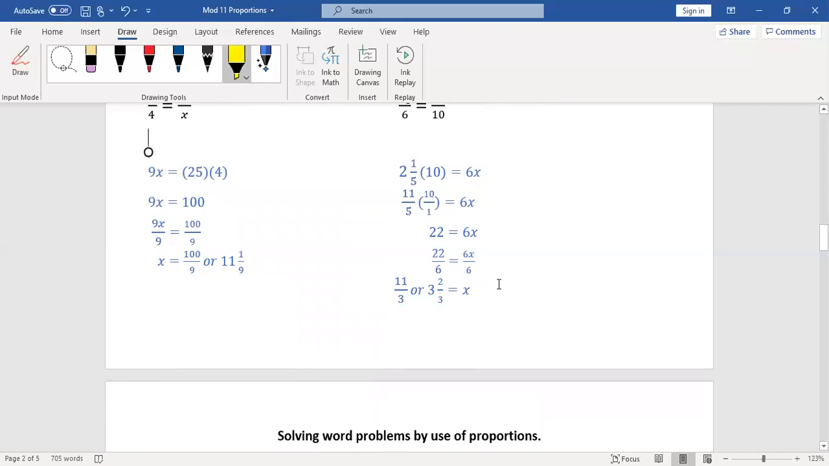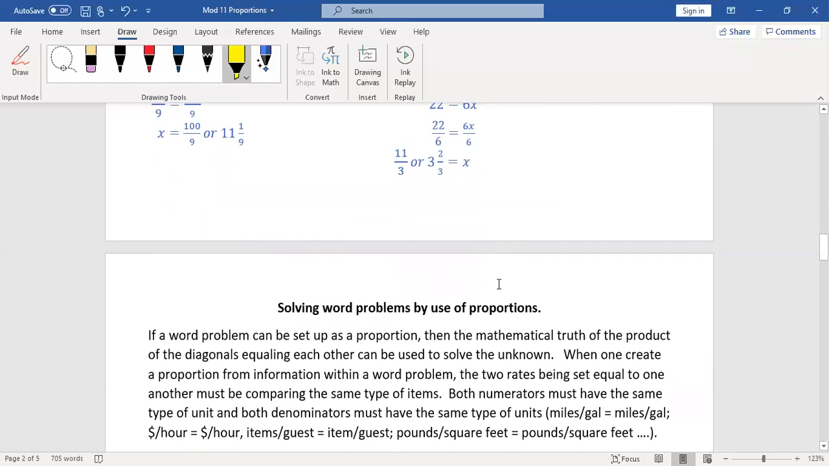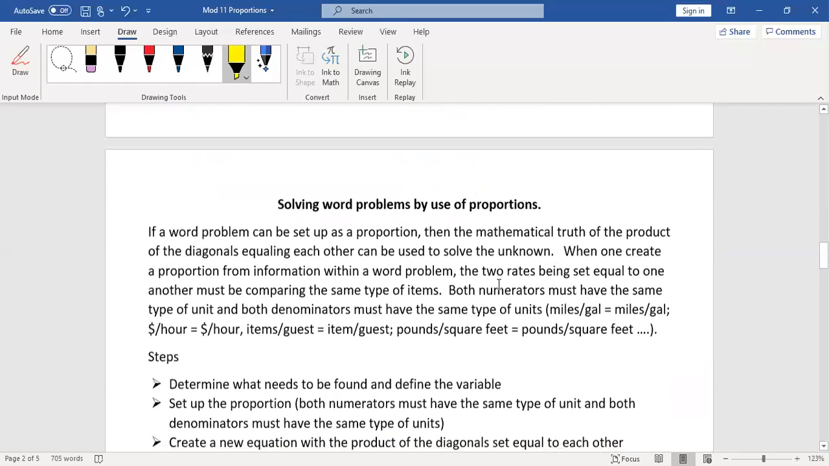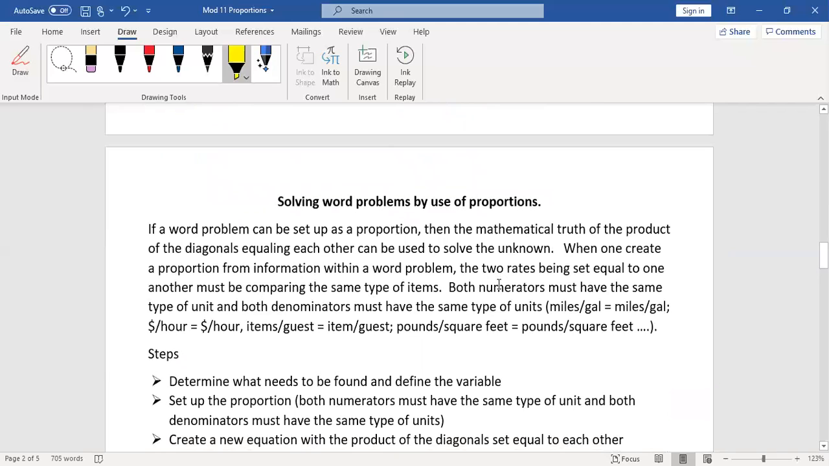Now, proportions are ideal to use in solving word problems. So if a word problem can be set up as a proportion, then this truth could be utilized. When one creates a proportion from information within a word problem, the two rates being set equal to one another must be comparing the same type of items. Both numerators must have the same type of unit, and both denominators must have the same type of units.